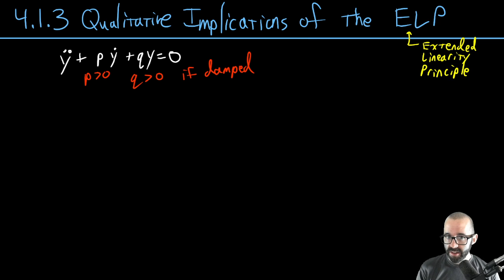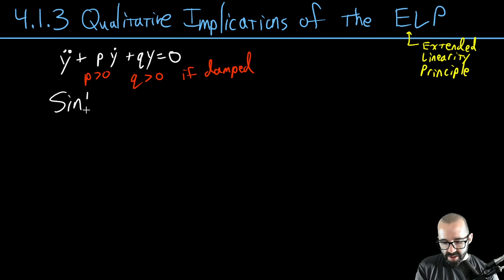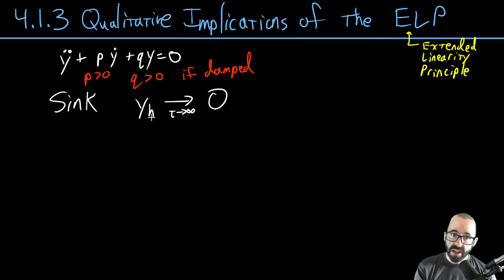Putting all that together, we know this is always going to be a sink. The only way it's not a sink is if p was 0 and there was no damping, and then we'd have a center. So we know this is always a sink. We know solutions always tend to 0. As time goes on, our solutions are going to 0. Let's call y sub h, for homogeneous, our solution.